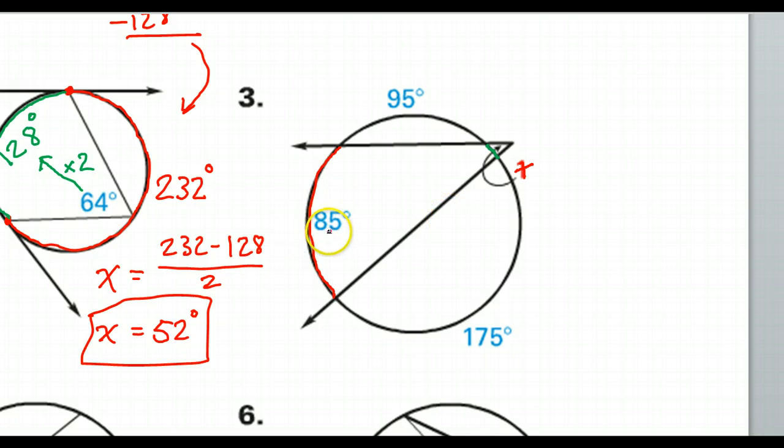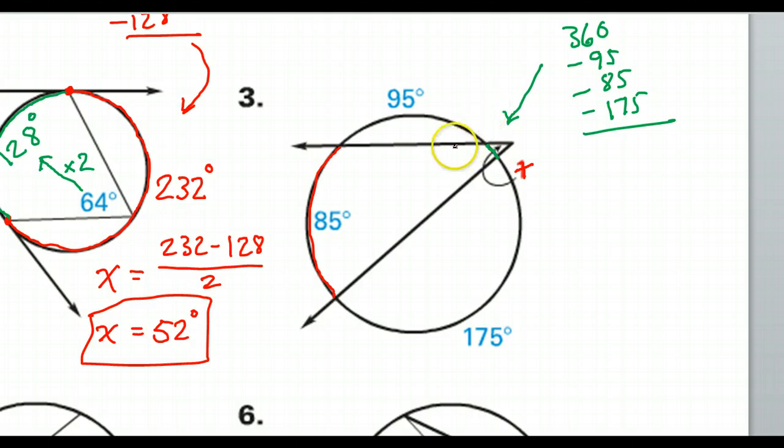You can see I've got the big arc already. All I need is the small arc. But once again, we have everything else in the circle except for this missing piece right here. So if I want to find this little guy, once again, I can just do 360 minus everything else. So minus 95, minus 85, minus 175. I'm just going to put that in my calculator. All right, that little arc turns out to be 5 degrees.